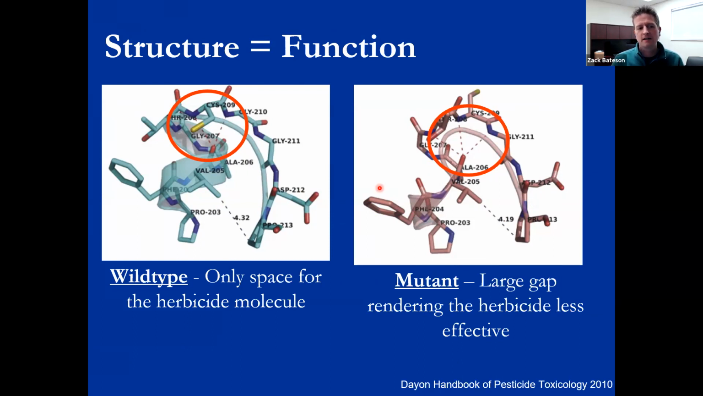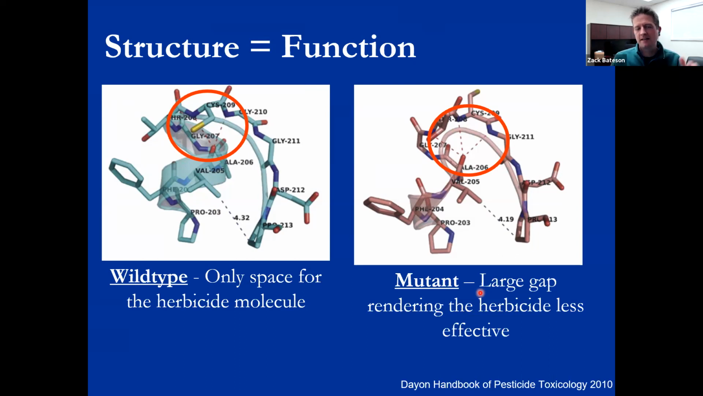What it does is it competes for the actual substrate that this enzyme in the weed breaks down. And so what happens is that in the wild type, there's only space for that herbicide molecule to compete. And so it shuts down that pathway. However, in the mutant, it's still a functional protein, but that gap where the herbicide molecule once sat is a little bit bigger. And so now it's not as effective.